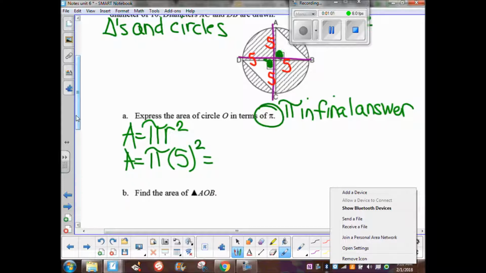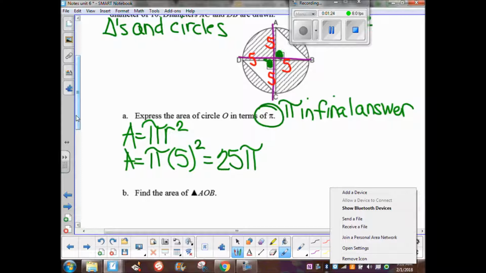Am I going to use the pi key on my calculator? Because in terms of pi, no. So what is 5 squared? 25. So my final answer is 25 what? Pi. Not 25A. The area is 25 pi. A equals, okay, A stands for area.